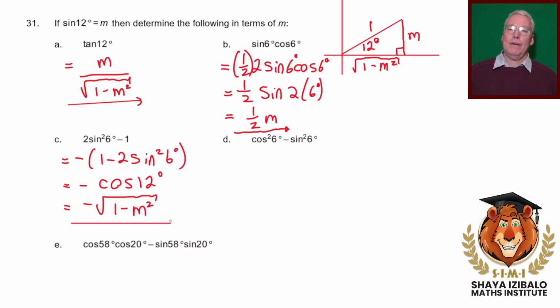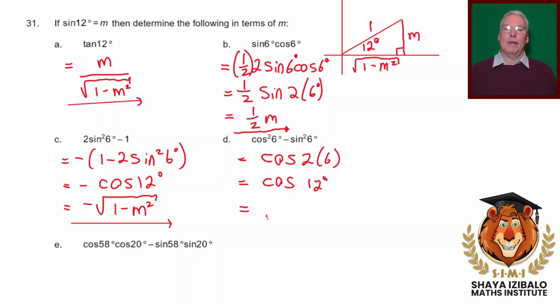Okay, then cos squared 6 minus sine squared 6, well that's just our straight double angle formula for cos. That's cos 2 lots of 6, or cos of 12, and that is going to be the same as the previous question. Well, not exactly the same, it's going to be the square root of 1 minus m squared, no negative this time.